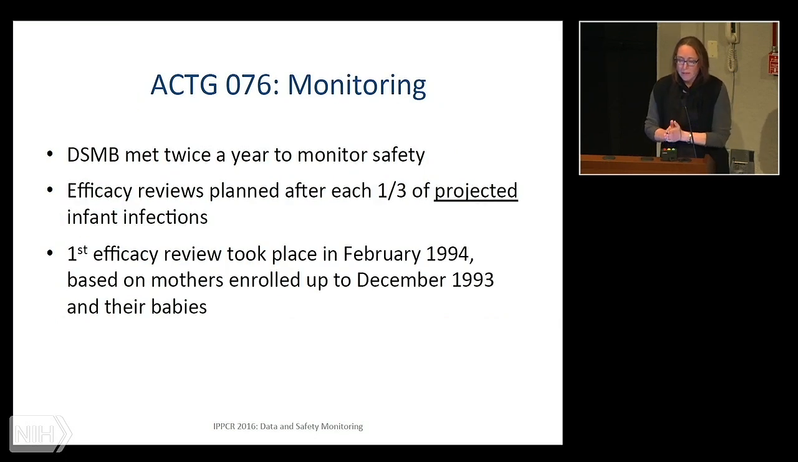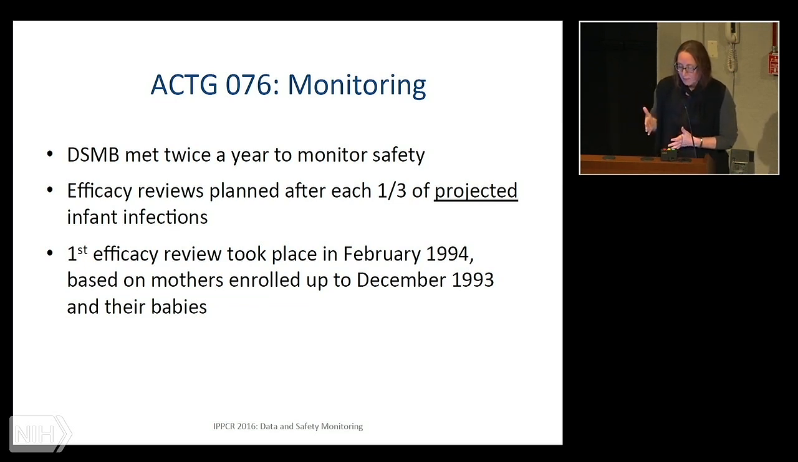So the monitoring plan in place was to meet twice a year just to look at safety. Automatically, that was happening. And in addition, they were going to do efficacy reviews, and that was after each third of the projected infant infections. And then they projected that the first efficacy review should take place in order to capture about a third of the events around February of 1994.